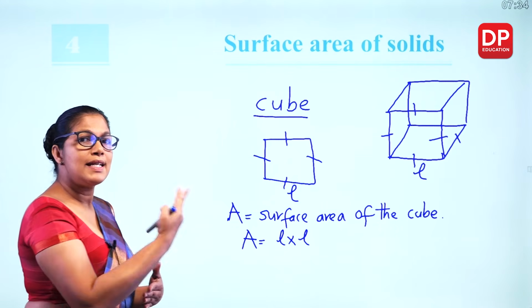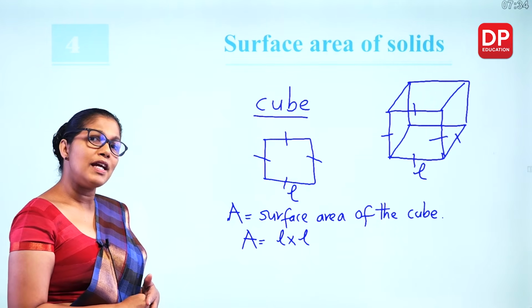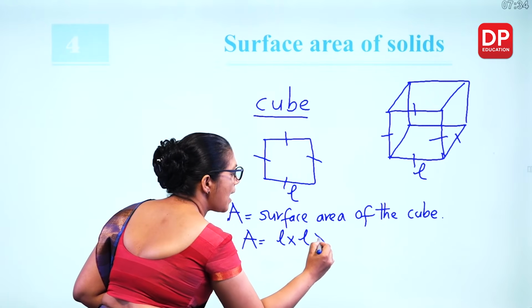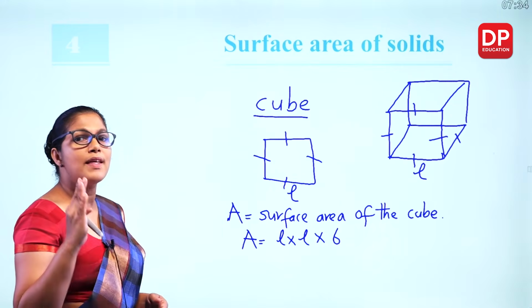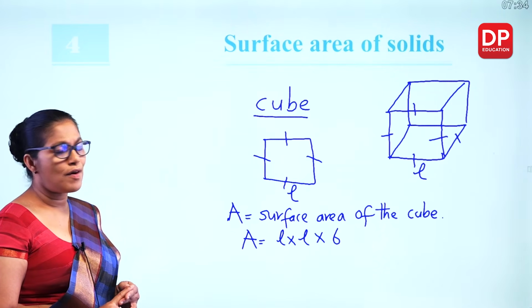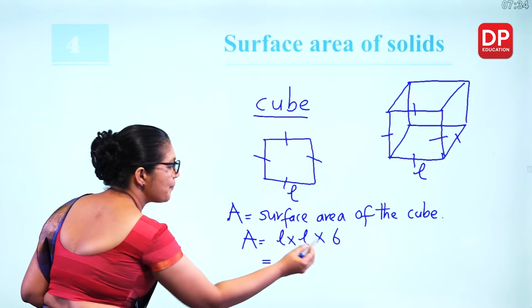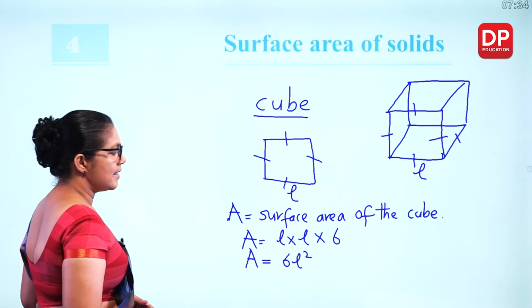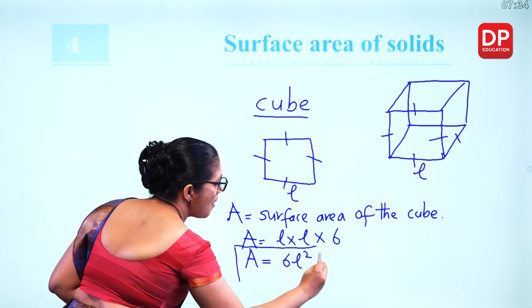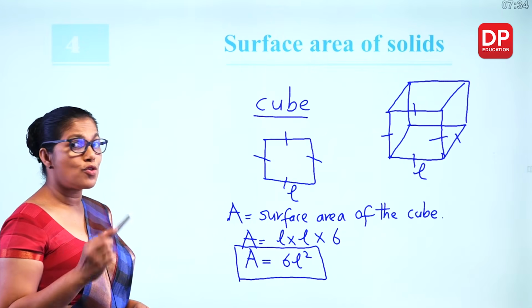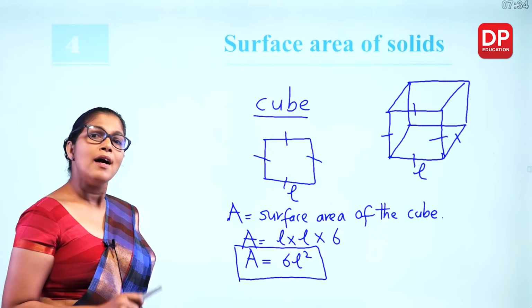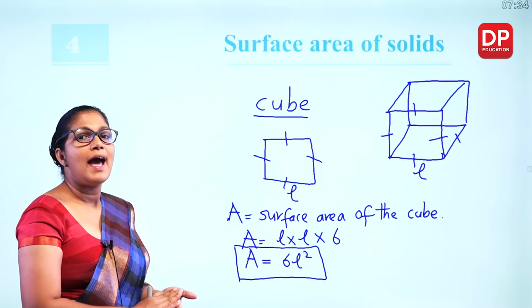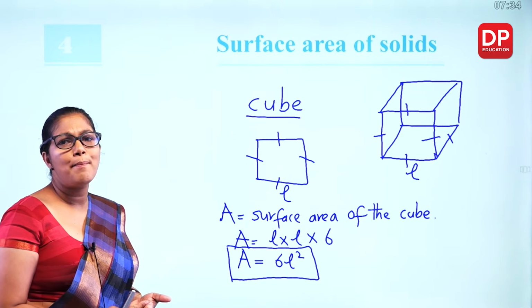And how many sides are there in a cube? We know there are 6 sides. So we multiply this by 6 to get the total surface area of a cube. What's the formula? When you simplify, you get 6L squared. Memorize this formula because you are not given a formula to find the surface area of a cube. So take one side, take the area of a square, multiplied by 6.